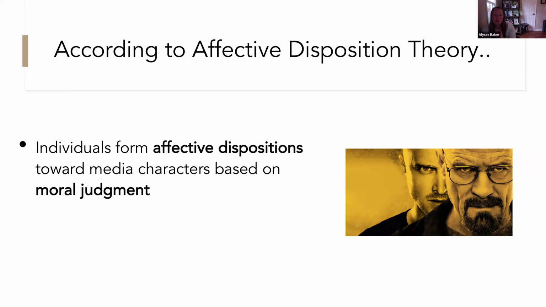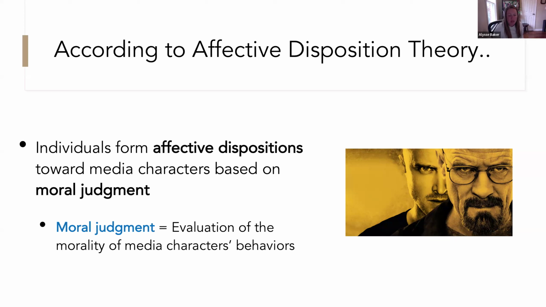So if your moral judgment of Walter White, who is this guy with the beard and the glasses on your right, is that he's doing this because he's doing it for his family, then that is your affective disposition of that character. You are like, oh, well, the moral side of this is he's doing it for his family. If you're like, no, that's not okay, it doesn't matter, then you would put that moral judgment on the spectrum in a different way. So a moral judgment is the evaluation of the morality of media characters' behaviors.